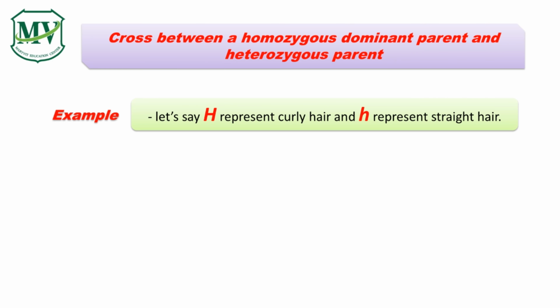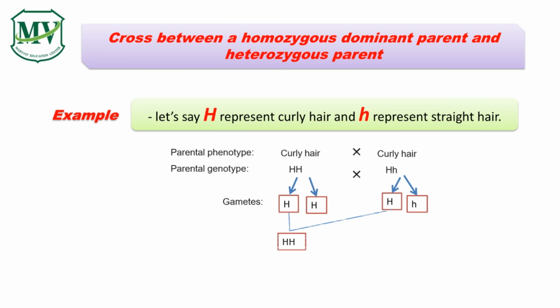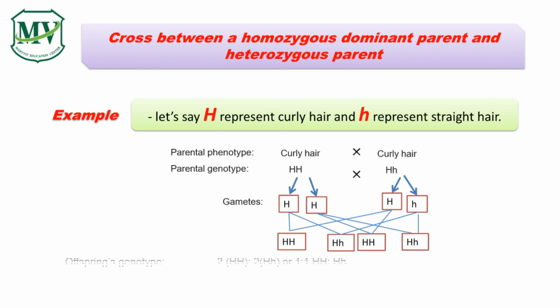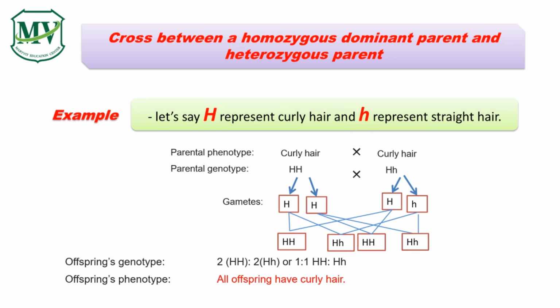Another example that we have here is a cross between a homozygous dominant parent and a heterozygous parent. So, as we cross the homozygous dominant to heterozygous, it shows that the genotypes that we have in the crosses create two homozygous dominant and two heterozygous, or a genotype ratio of 2:2 for two homozygous dominant and two heterozygous, or you can also put 1:1 for the genotype ratio, for it will represent the homozygous dominant and heterozygous. Likewise, the phenotype of all the possible offspring will still be curly hair because all the crosses possess at least one dominant allele.